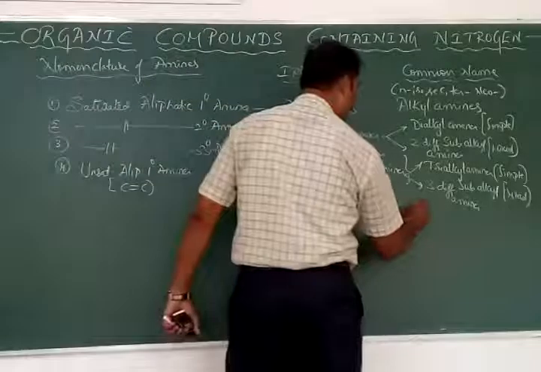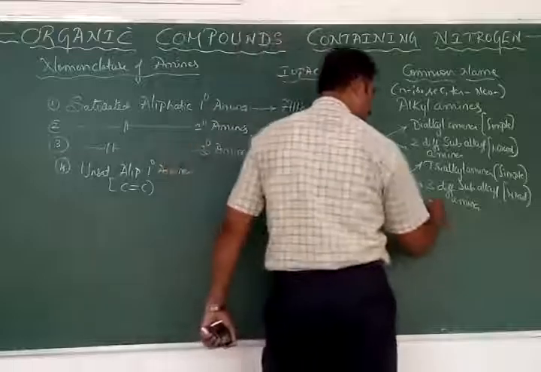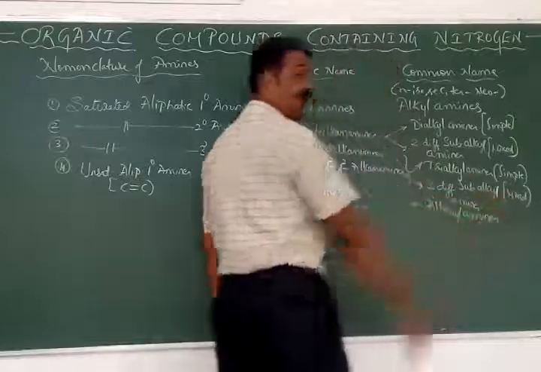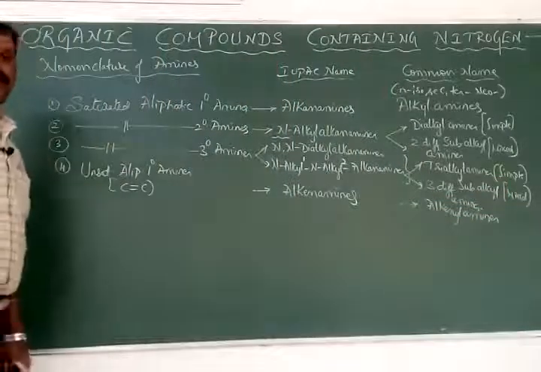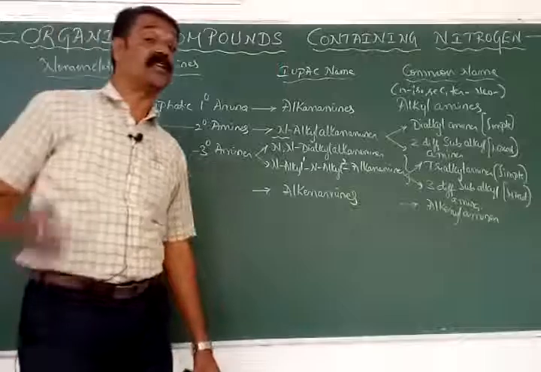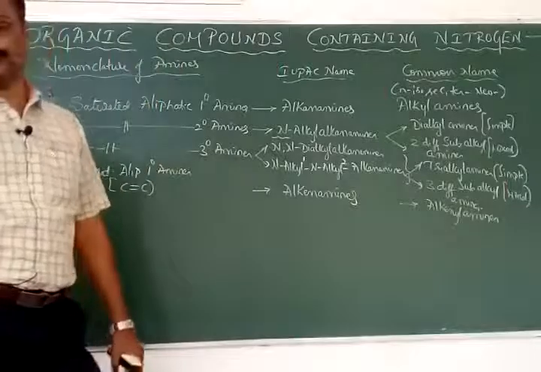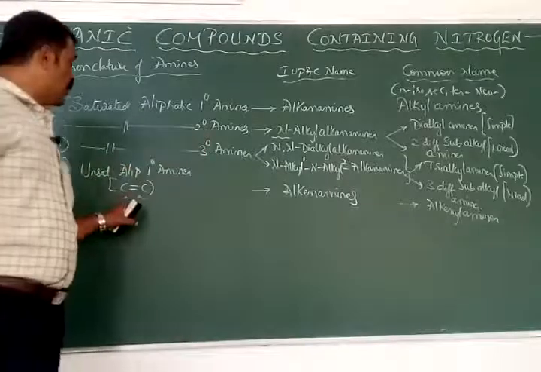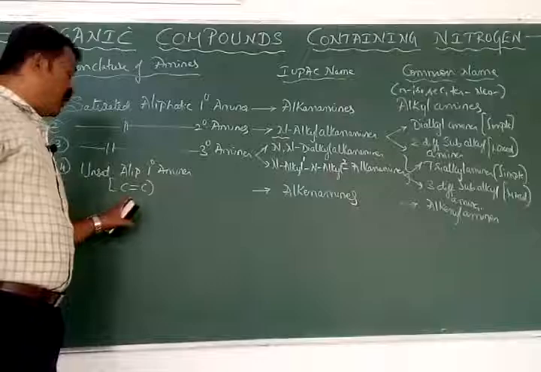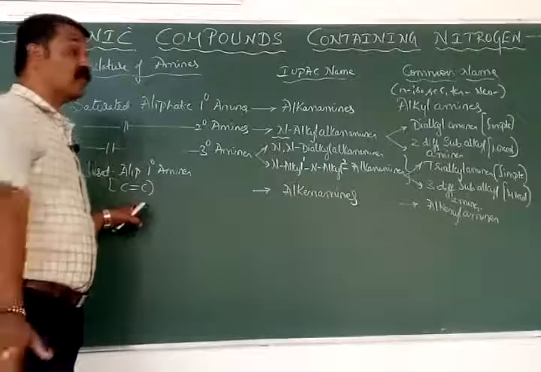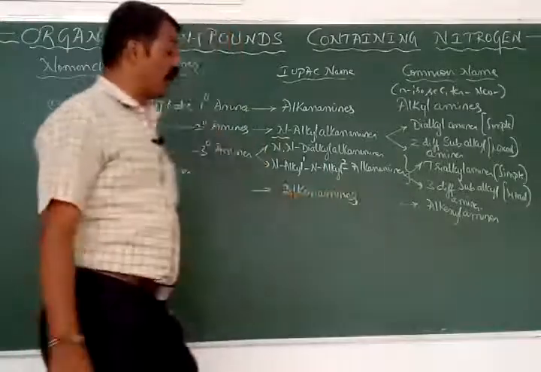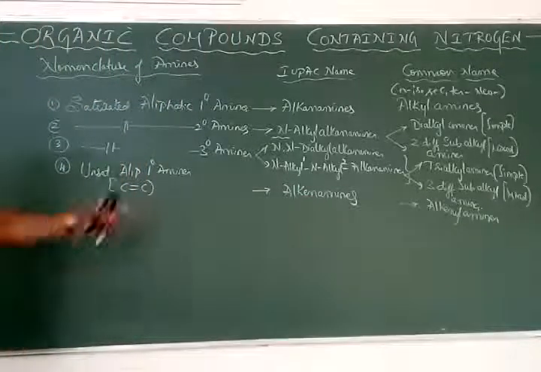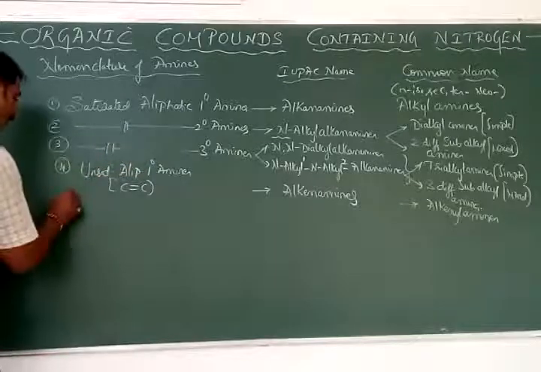In case of the common system, it is named as alkenyl amines. Ethylenyl, propylenyl. Indirectly they are also called vinyl and allyl. Butenyl and so on. Okay. So that is in the IUPAC system, if it is an unsaturated aliphatic primary amine with only a carbon-carbon double bond present, then it is named as alkenamines. And the common system is mentioned in the form of alkenyl amines. Okay.